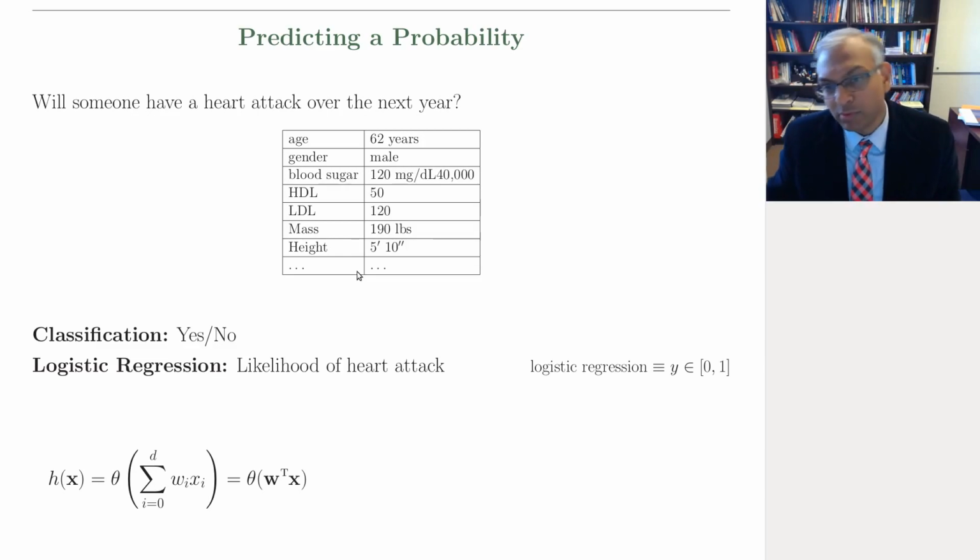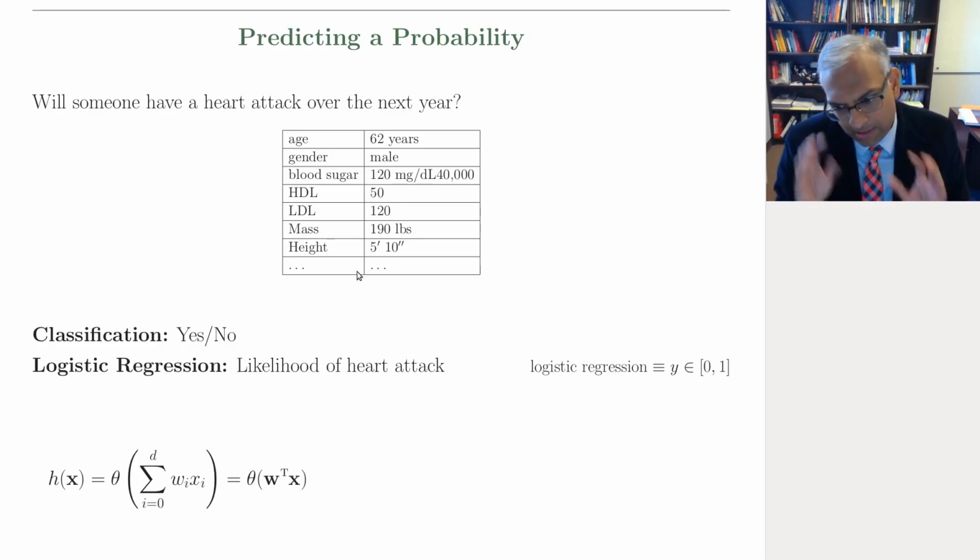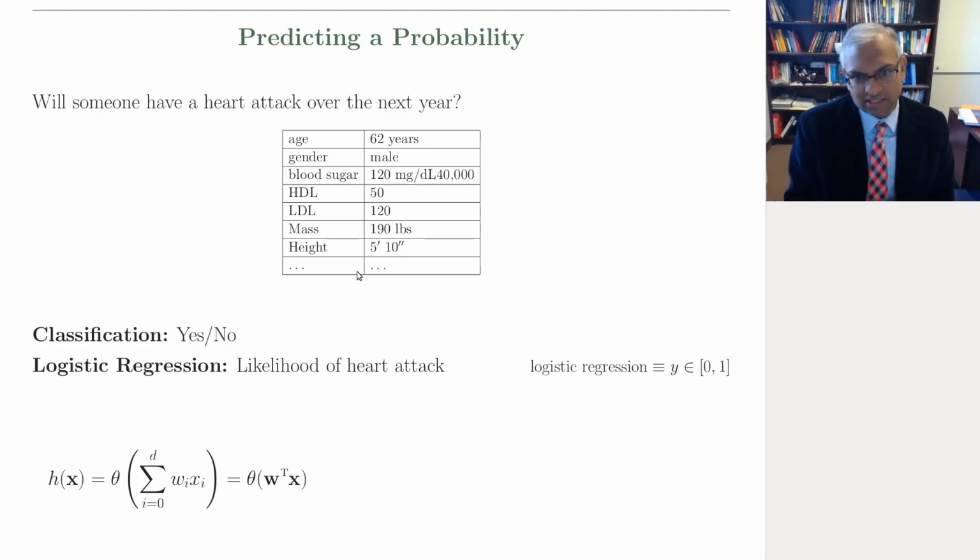Now, if we were doing classification, you would say yes or no. This person will have a heart attack in the next year. Now, in the logistic regression problem, don't tell me yes or no, will they have a heart attack? Tell me the likelihood of a heart attack. If the likelihood is, let's say, 0.9, this person is in a serious situation. If the likelihood is 0.1, the person is not in a serious situation. So the output of the logistic regression is not a binary plus or minus 1, yes or no answer. It's a probability that's between 0 and 1.